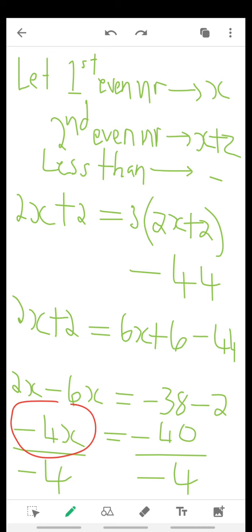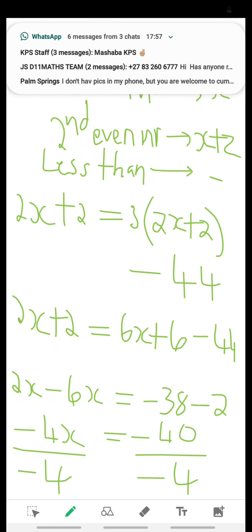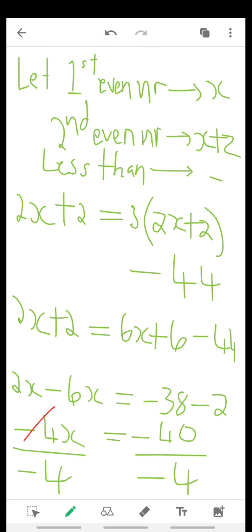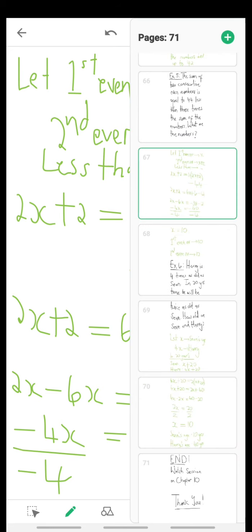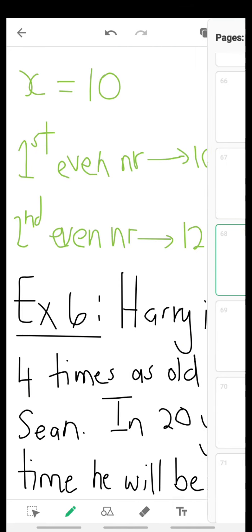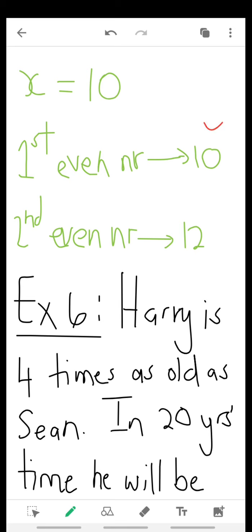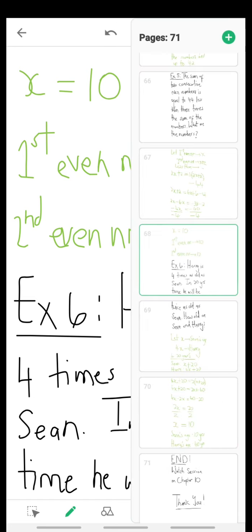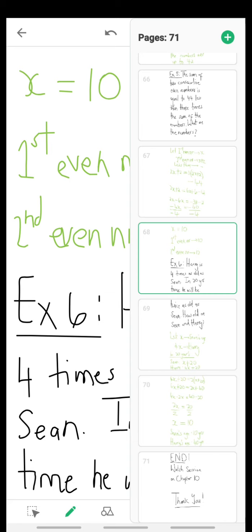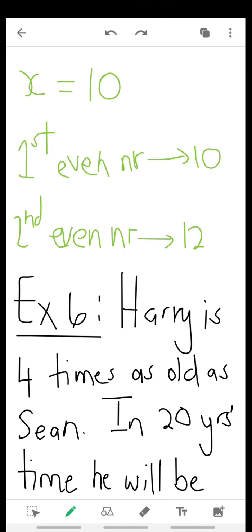Now, how do you get rid of the minus 4 in order that we are left with only x? We divide both sides by minus 4, and therefore here we'll be left with an x, and this side it will be positive 10. Okay, so the x value then will be 10, which represents the first even number. Then the second even number will be plus 2, which will be 12. Okay, now we are going to the last example, example 6.